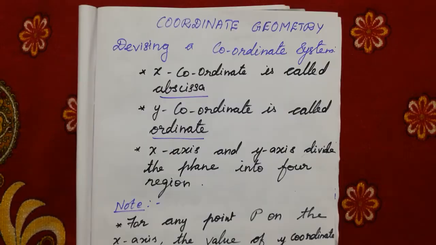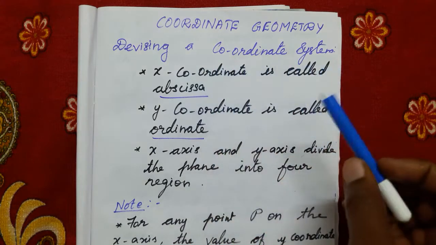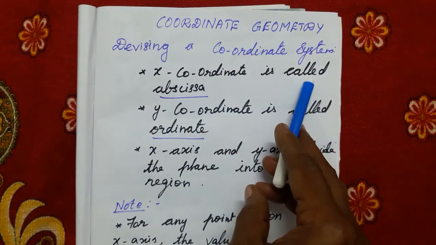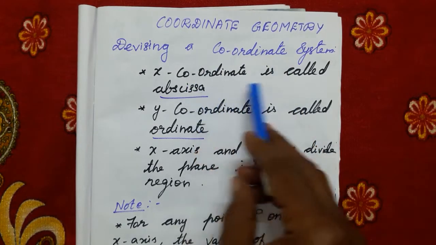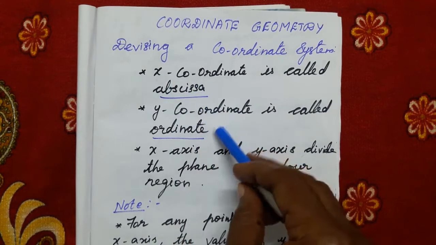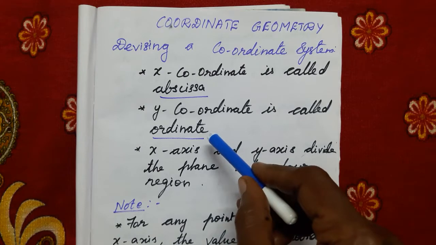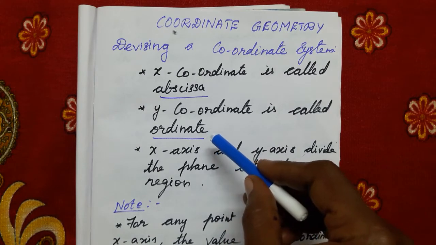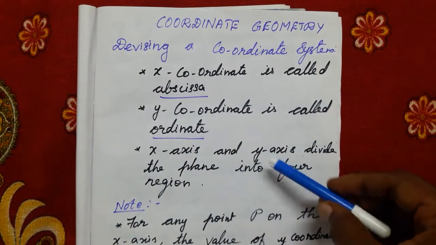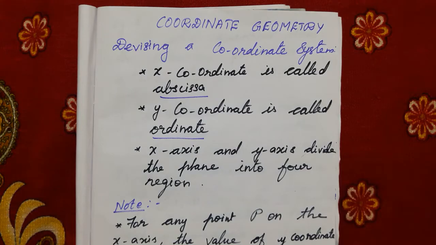Okay, students. First, coordinate geometry. Here, the x coordinate is called abscissa. The y coordinate is called ordinate. Y coordinate is called which one? Ordinate. The x-axis and y-axis divide the plane into 4 regions.